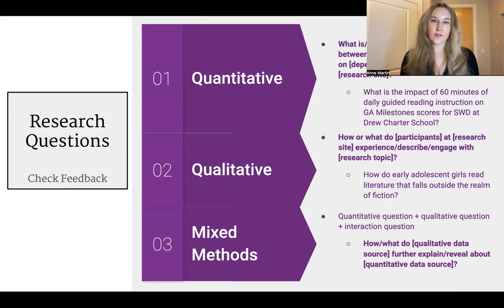So as you are crafting your research question and you submit it in iCollege, I'll be giving you feedback to help you make it more specific, to make sure that you're including the participants, the exact research site, and making sure that it is answerable based on empirical data that you can collect.